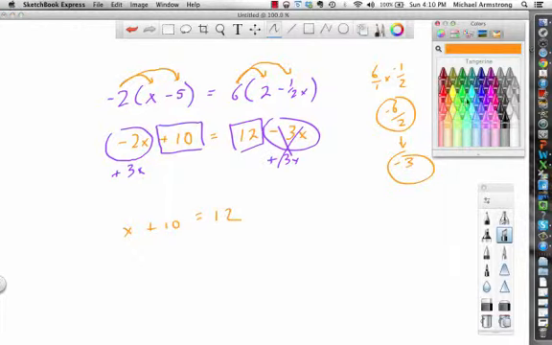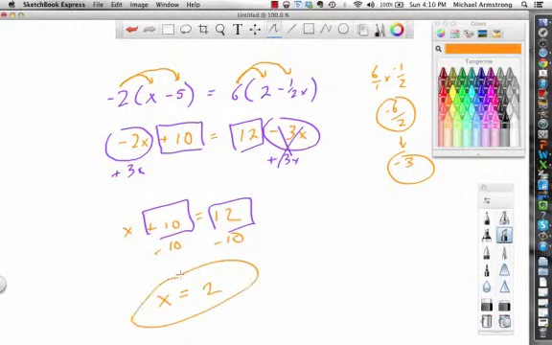Now I have to combine these two, just the regular integers, and we'll do that by going the opposite way, by subtracting 10 from both sides. So plus 10 minus 10 is 0, and I just have x. And 12 minus 10 is 2. So x is equal to 2.